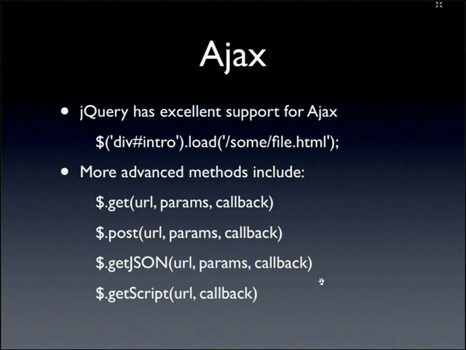If we already know that the result would be a JSON file, we can call getJSON that will automatically parse the JSON and return a JavaScript object corresponding to the content of the response. So get will just return the response as a string. GetJSON will return the response as an object, because it was encoded in JSON.